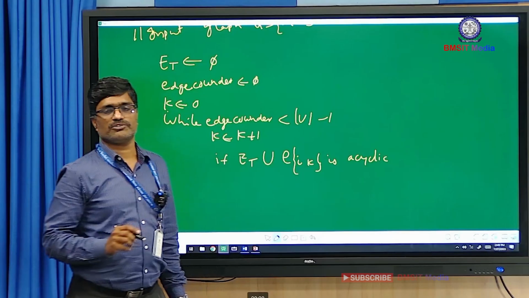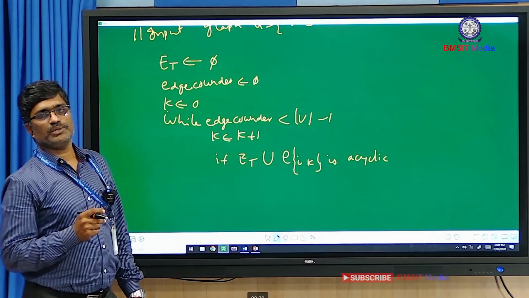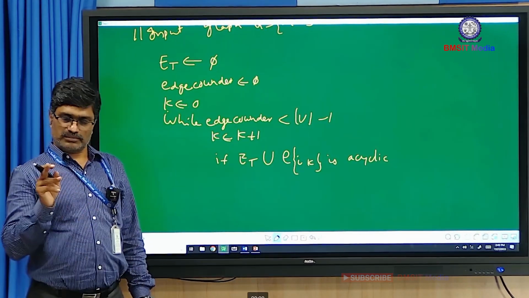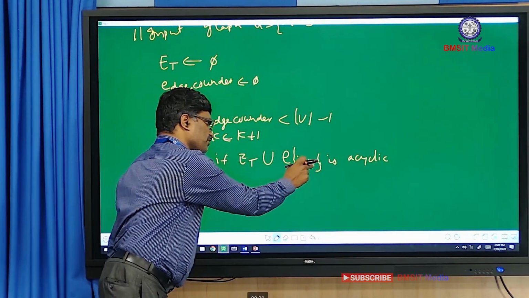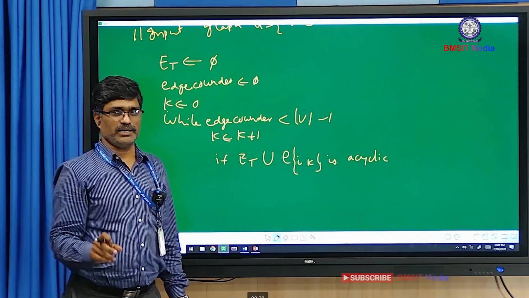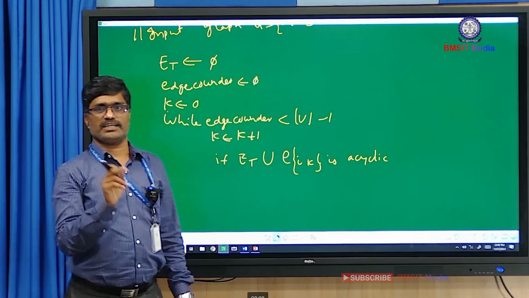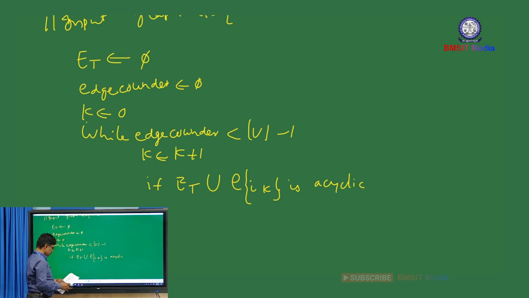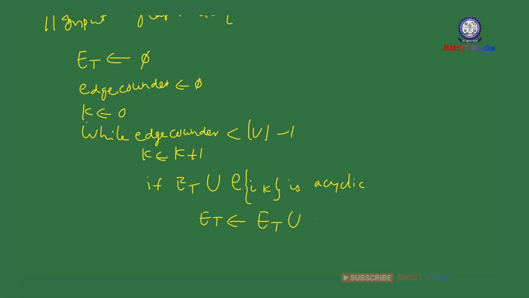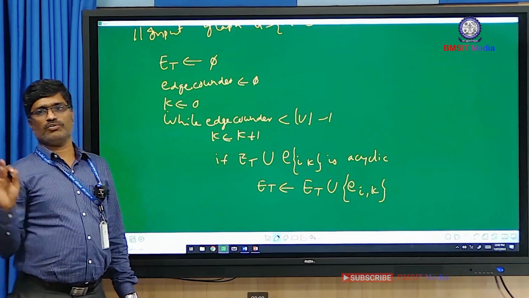So acyclic is nothing but what? I already told you the definition: a minimum cost spanning tree is also a tree, which should not have any cycle. So whatever minimum element of A of I comma j you have taken, that should be acyclic, then only you can consider that one. Otherwise it is not possible. So if you are considering that, you make the union: E of t is equal to E of t union E of I comma k. So this is the algorithm, Kruskal's algorithm.